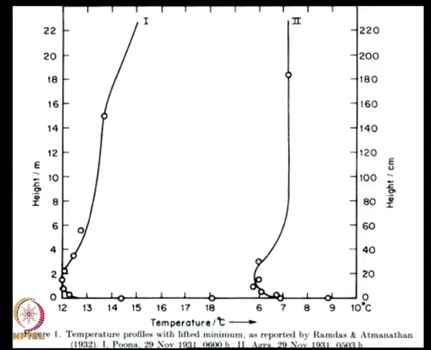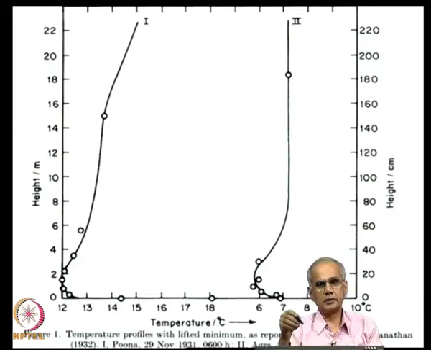So, it is a problem which needs to be understood, and one important criterion that was noticed is that this feature of the lifted minimum appears only on calm, clear nights. On windy nights, windy clear nights, you get the traditional minima at the ground, but on calm nights this minima shifted to about 10 centimeters or 1 meter above the ground.